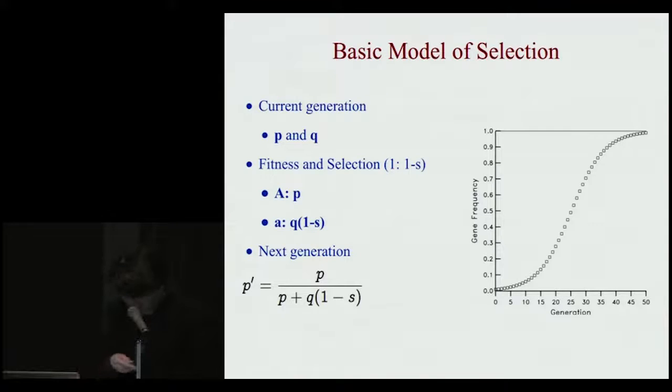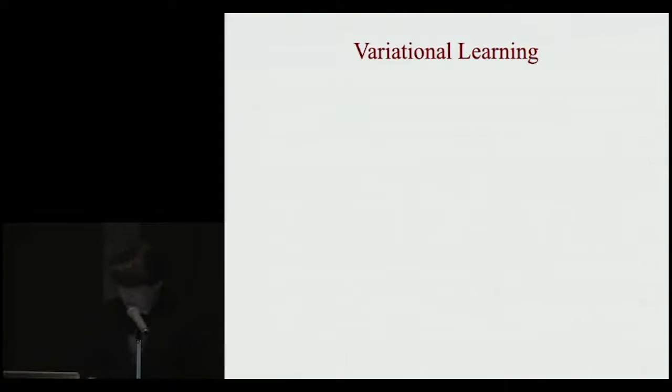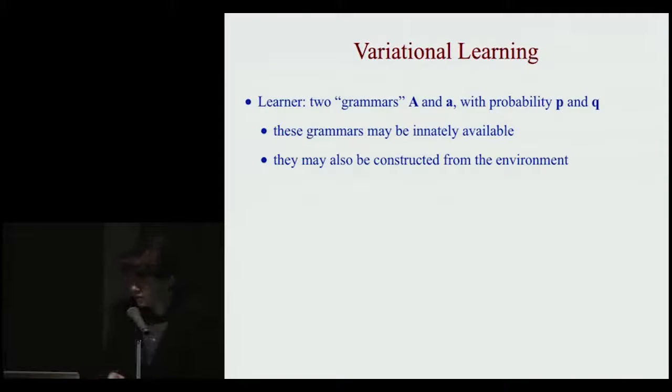So what we need to do here is, instead of having this very abstract or biological model of transmission, we actually put linguistics into it and put the language acquisition process into this transmission process. So this is something I developed when I was in graduate school, something called variational learning. Let's take the following form. Let's say the learner has two grammars, big A and small a, and they have probability of P and Q in their minds. And these grammars may be innate. These grammars may be constructed. It doesn't matter for the mathematics to go through.